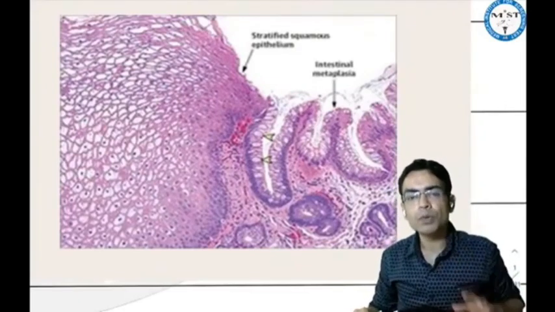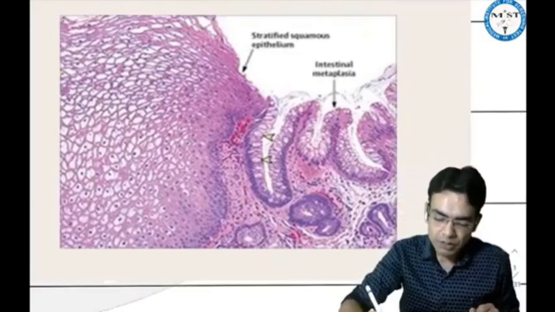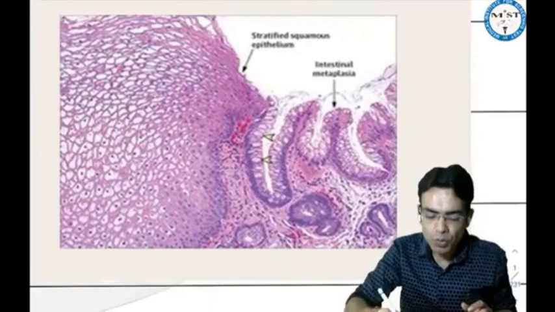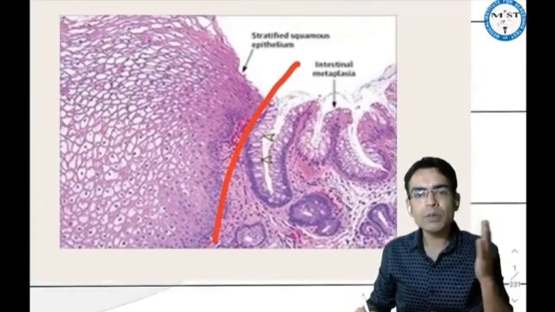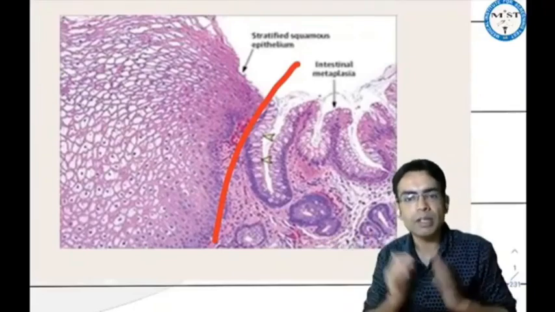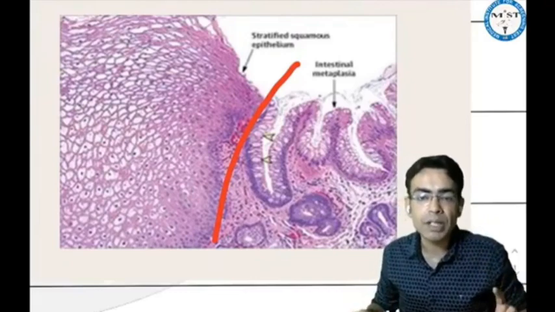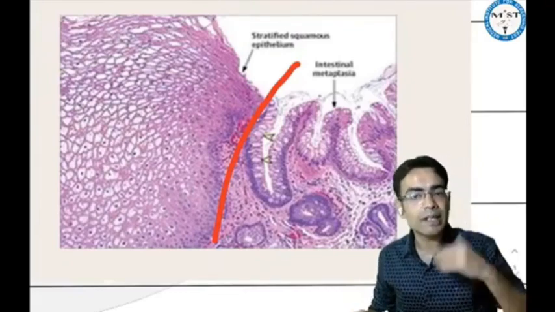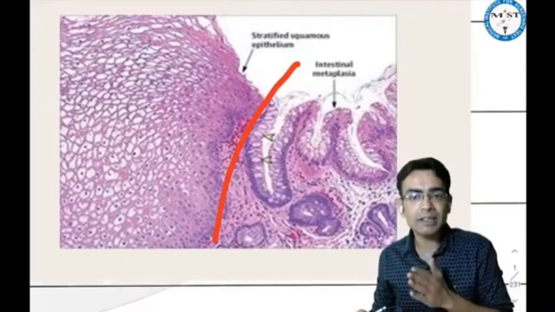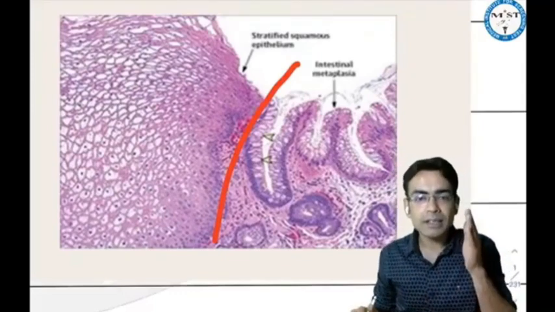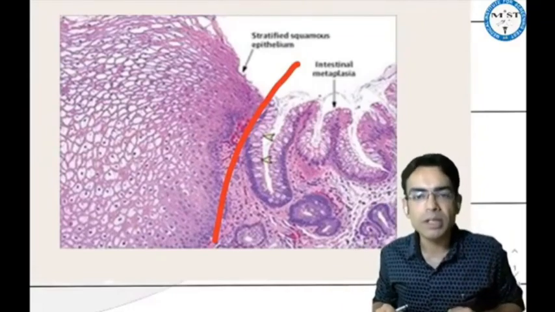But in this picture, you can divide it into two halves. On the left side, you are seeing something, and on the right side, you are seeing something else. So that means there is not only one type of cell present in the esophagus, that is the squamous cell. There is something else also present. We have discussed this already in the class, that the long, tall cells are called columnar cells.